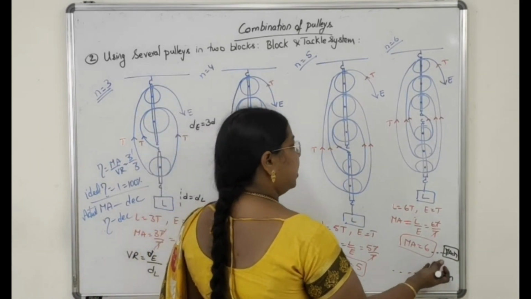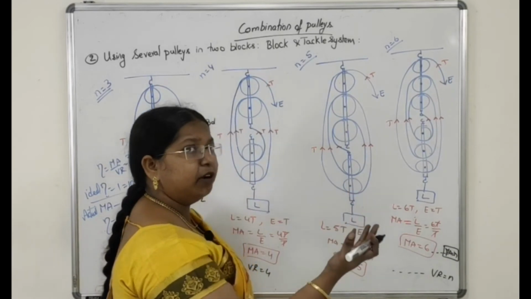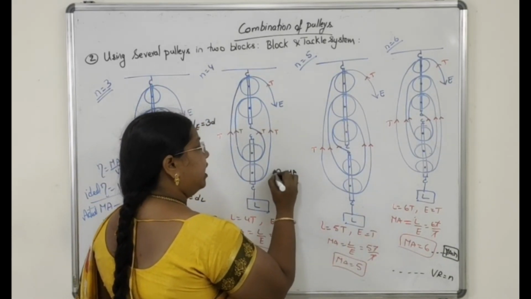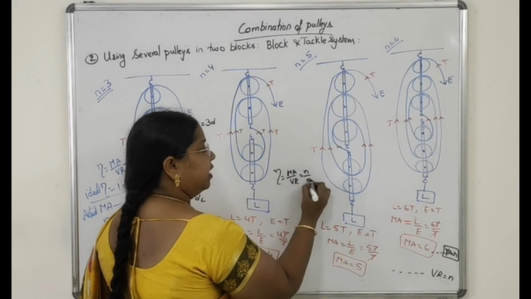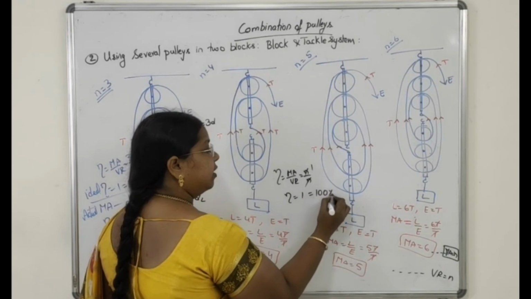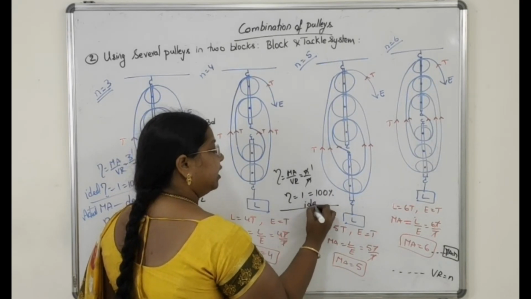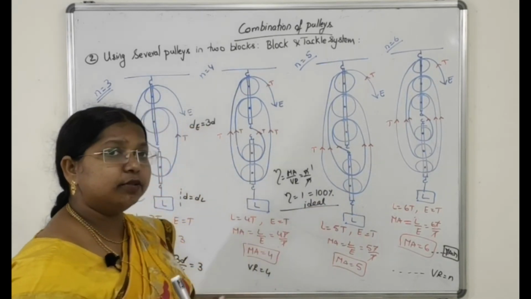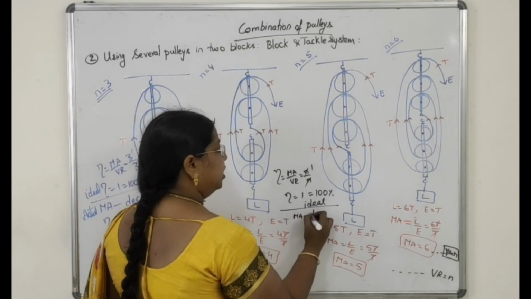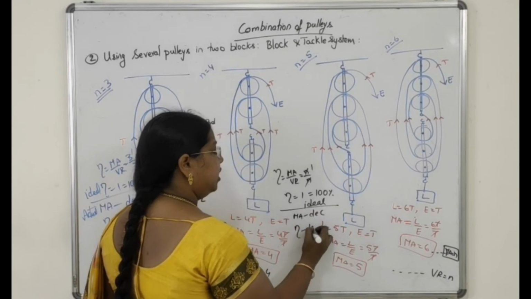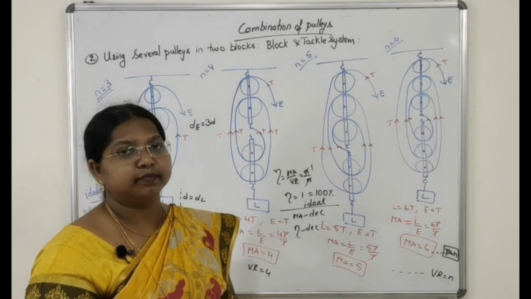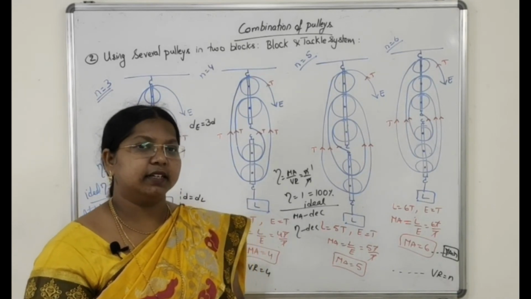Let us consider n number of pulleys. Efficiency is equal to MA by VR; with n number of pulleys, n by n cancels. So efficiency is equal to 1, meaning 100% in the ideal case. But in actual practice, friction and everything will be there, so MA decreases, your efficiency decreases, and it will be less than 100%. Clear, student?